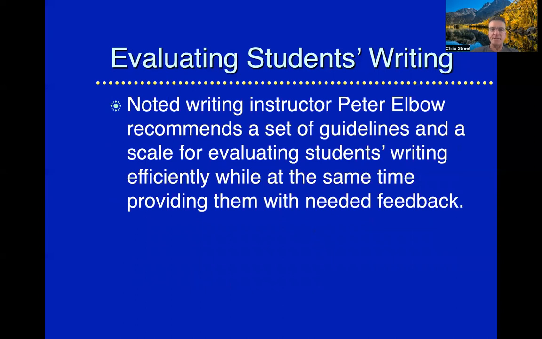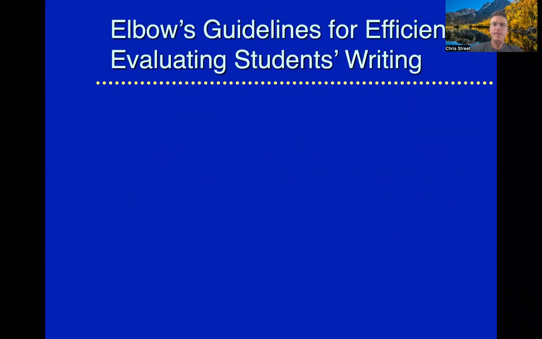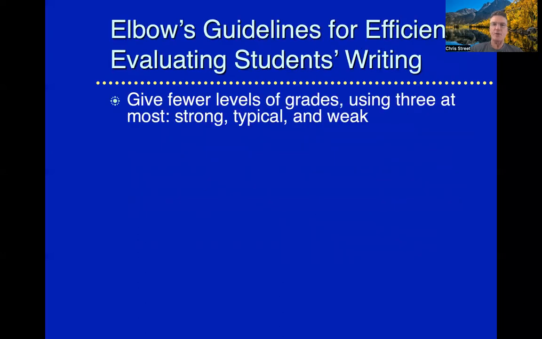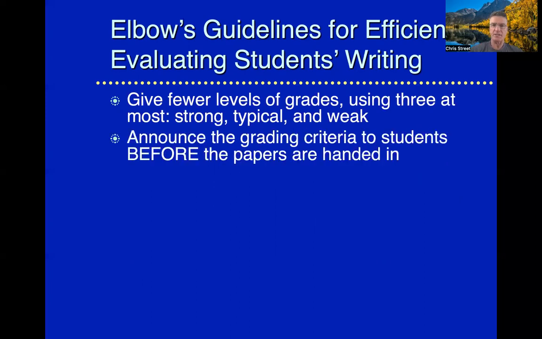So Peter Elbow recommends a set of guidelines and a scale for evaluating students' writing efficiently while at the same time providing them with needed feedback. So how do you do that? How do you give good feedback without it taking you forever? Elbow's point is to give fewer levels of grades, using 3 at most, something like strong, typical, and weak, or thriving, developing, and emerging. Whatever your categories are, 3 are enough, he says.